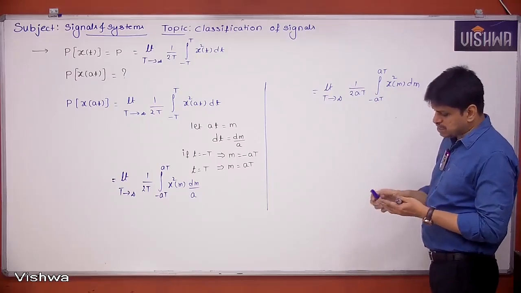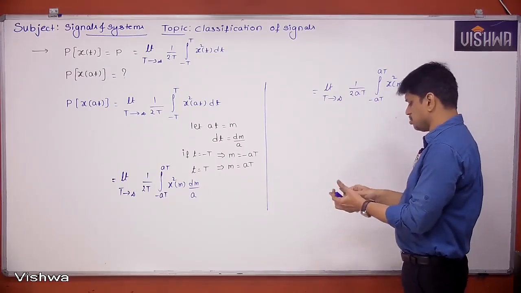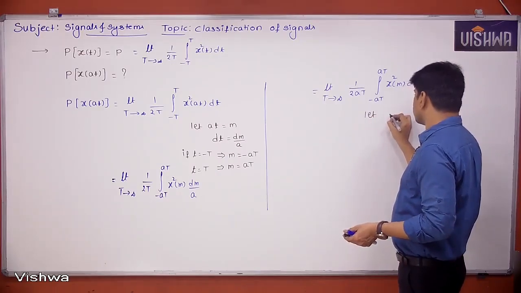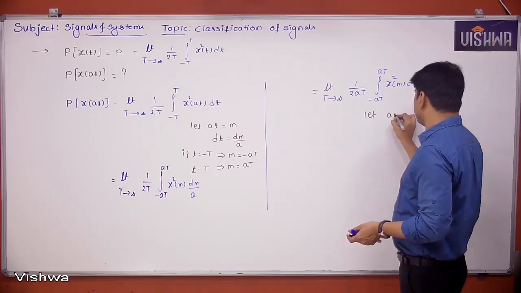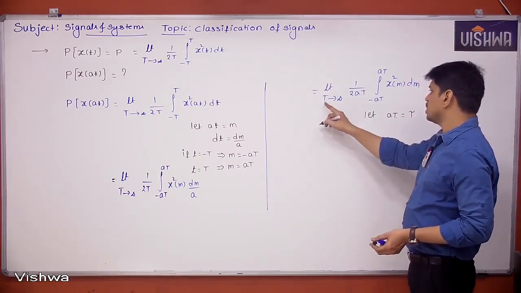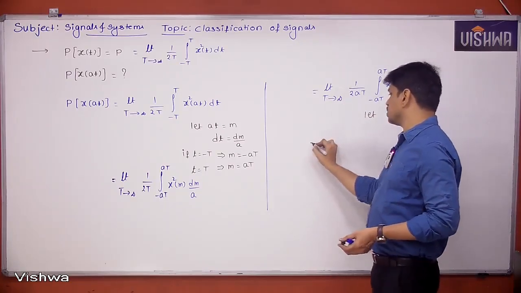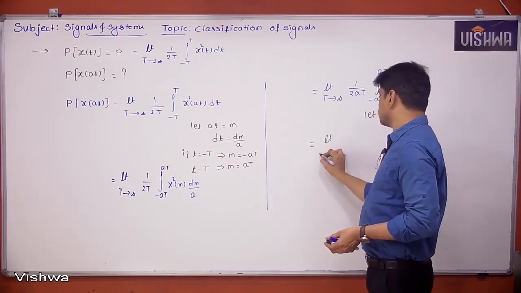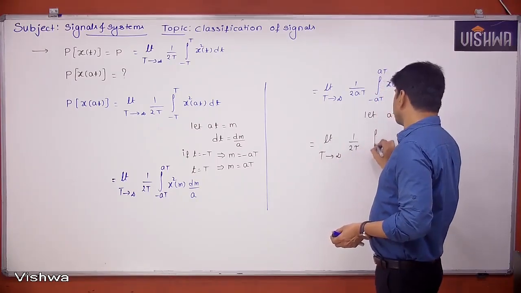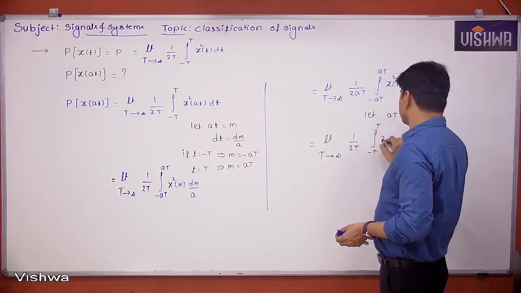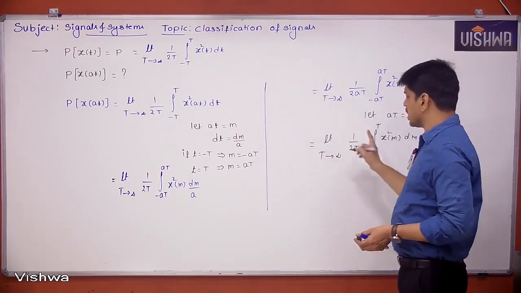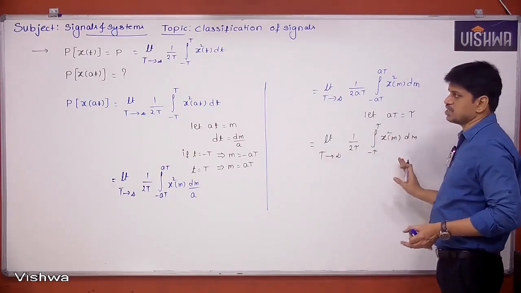If you don't believe it, let's say at is equal to some tau. Now t tends to infinity, then tau tends to infinity. So this integral can be written as limit tau tends to infinity 1 by 2 tau integral minus tau plus tau x of m whole square dm. So both the integrals are exactly same. There is no change in it.